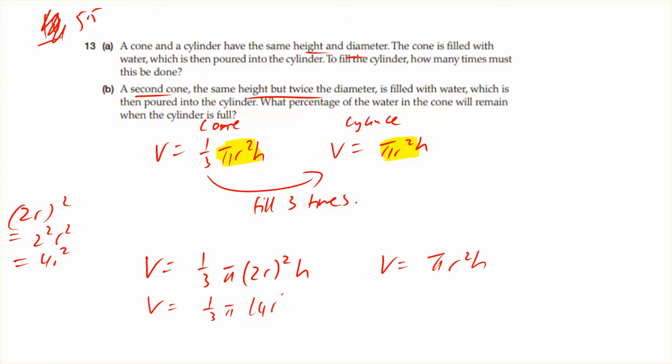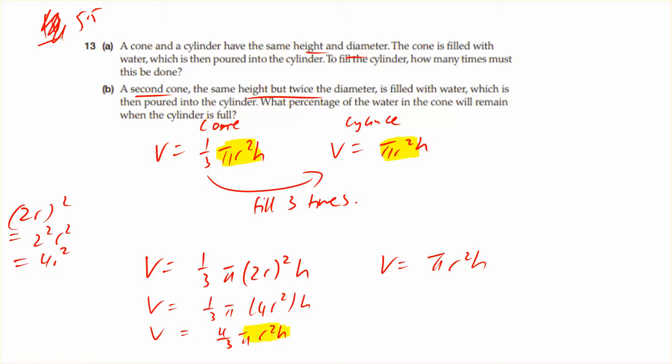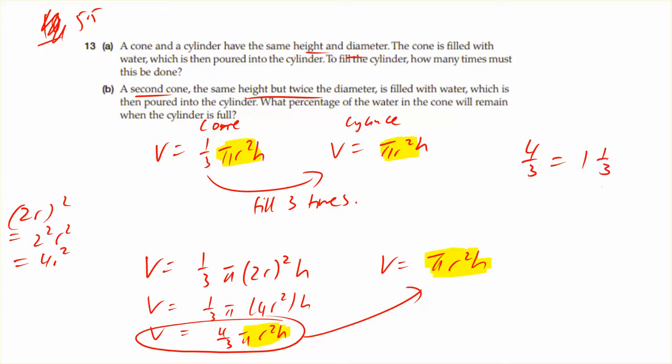So 4r squared h, when I expand it and bring the 4 to the front, we've got 4 over 3 pi r squared h. Again, I'm going to compare apples with apples. The only difference is the 4 over 3. If I were to fill this up, this is actually bigger now. 4 over 3 as a mixed number is 1 and 1/3. So I can see that I can't fill it completely, because the cylinder can only take up one whole.